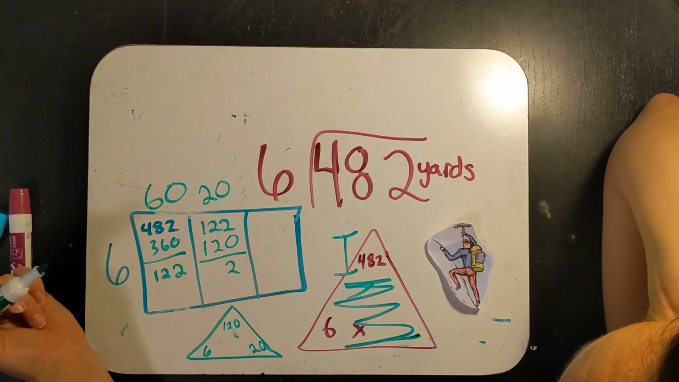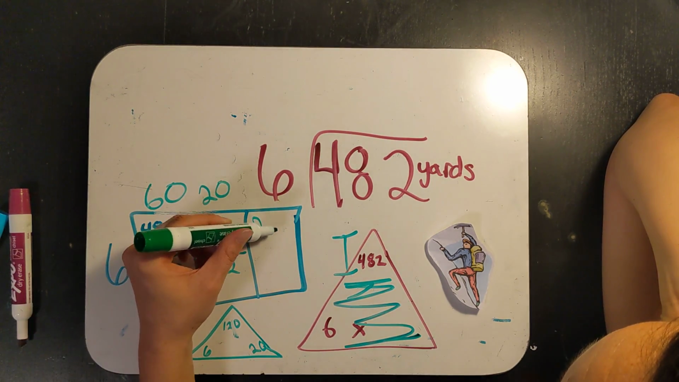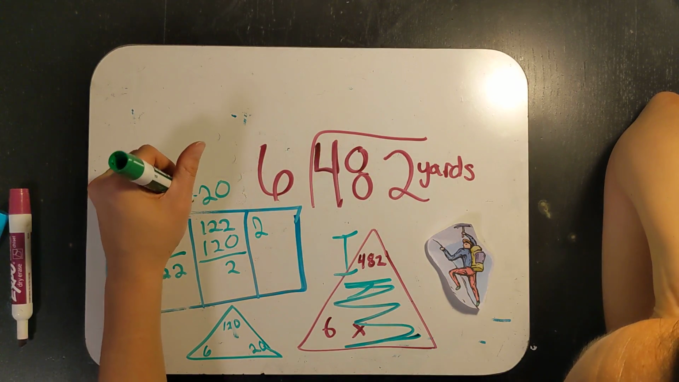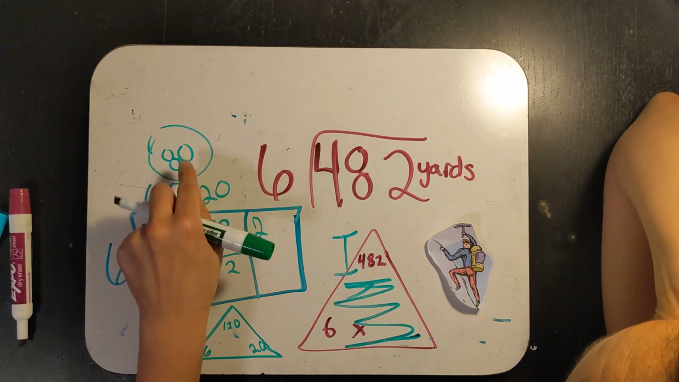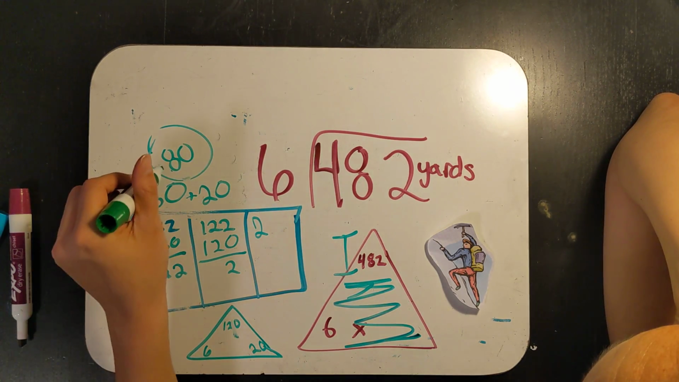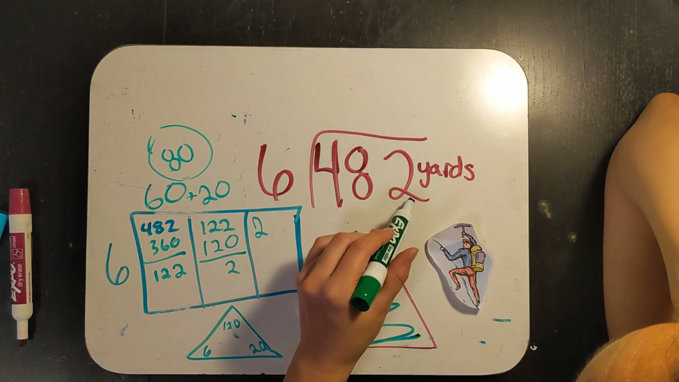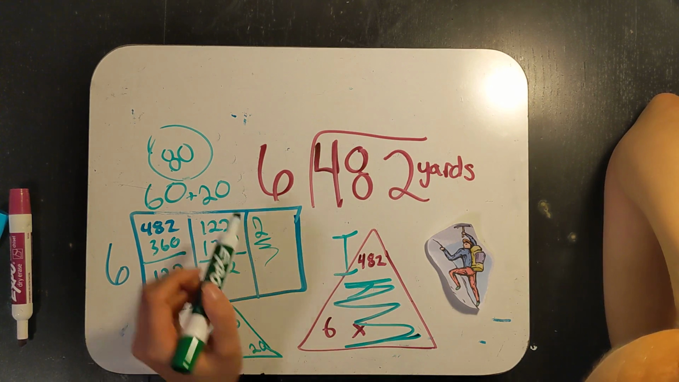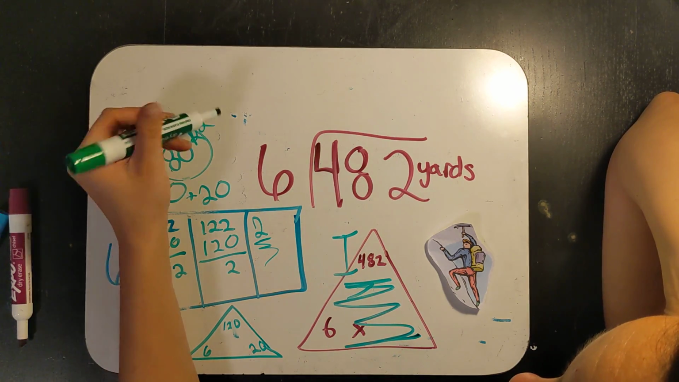We only have 2 left over. That's it. Can we get anything out of that? Nope. That makes sense, because 6 times 8 is 48, so 6 times 80 is 480. And then you've got that 2 left over that you can't do anything with. So this is our mathematical answer.